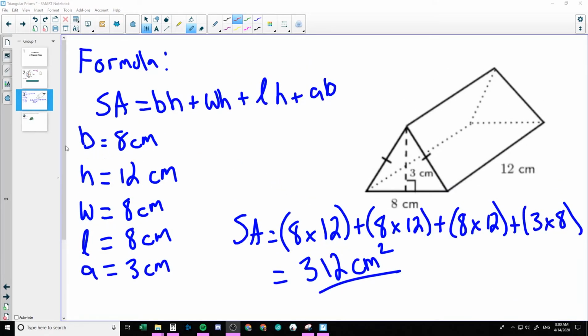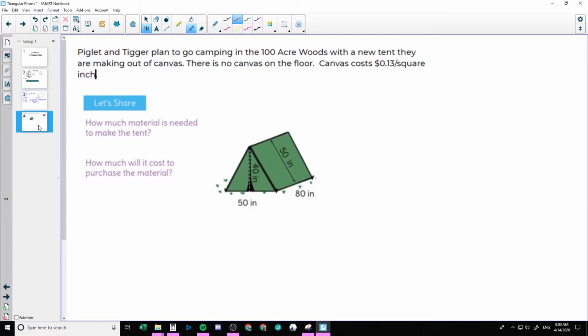All right, we're just going to do one more example here. This one is a word problem, and it says Piglet and Tigger plan to go camping in the 100-acre wood with a new tent that they are making out of canvas. There is no canvas on the floor. This is important information. All right, this is why we got to read the question carefully. And canvas costs 13 cents per square inch. We need to know how much material is going to be needed to make the tent and how much will it cost to purchase this new material.